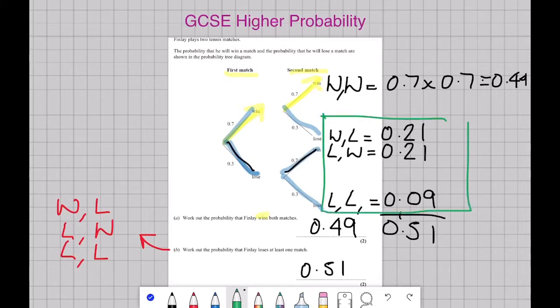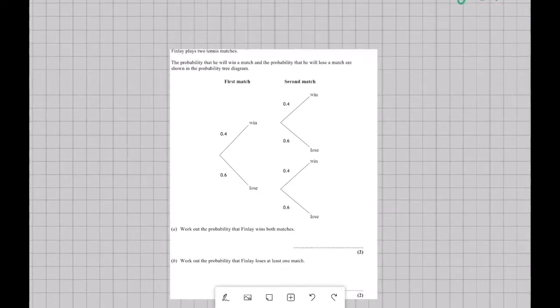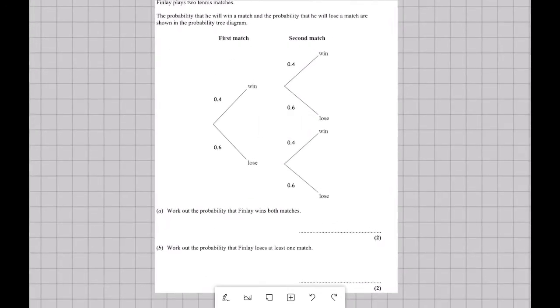Now, the other way I could have done that is I know that these are the three outcomes that are not win and win. So if those are the four possible outcomes, the whole of this must add up to 1. So I could have done 1 minus the 0.49 to get 0.51. So either method would work. Can you use that to try this question? So pause the video and try this question here.